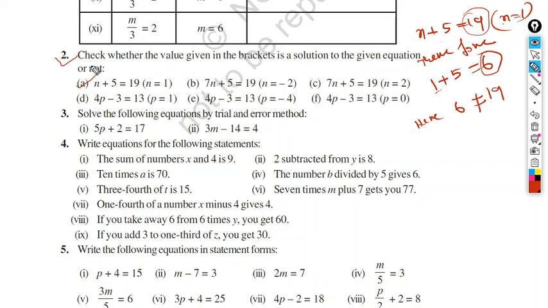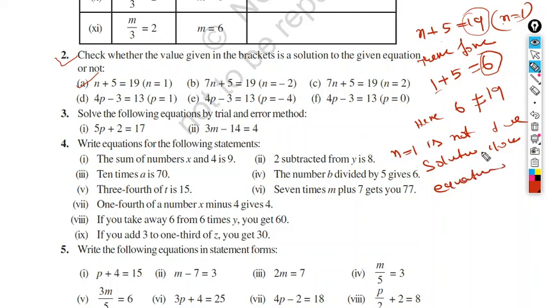So the question is saying check whether the value given in the bracket is a solution to the given equation or not. So you can write n equal to 1 is not the solution to the equation.